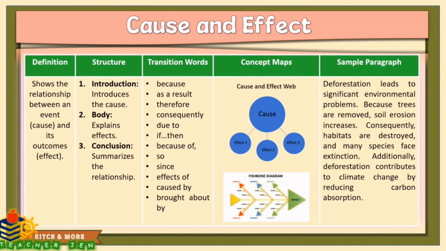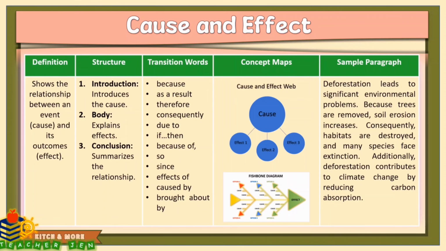To make the cause and effect relationship clear, writers use words like because, as a result, therefore, consequently, due to, if, then, because of, so, since, effects of, caused by, brought about by. Now, for the concept maps, writers also use tools like cause and effect webs or fishbone diagrams to show how one thing leads to another. And here is the sample paragraph.